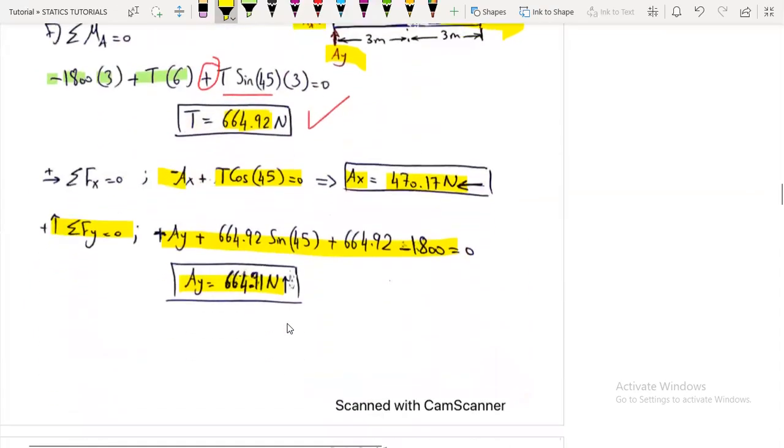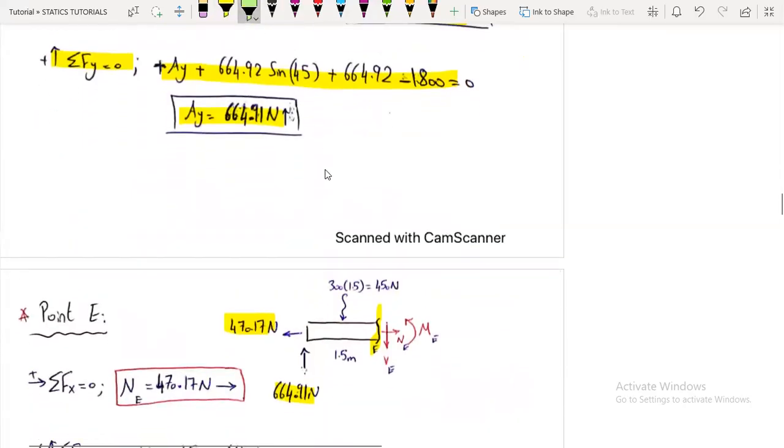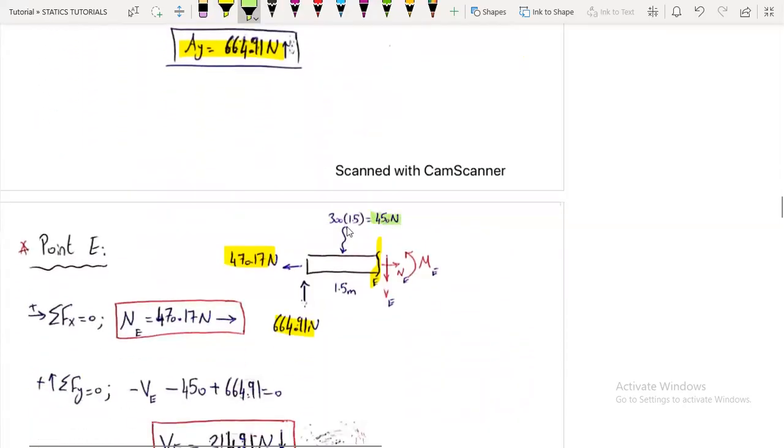So 300 multiplied by 1.5 will give us a value of 450 newtons acting in the middle. So here the distance is 0.75 meters, okay? So taking the summation of forces in the x direction, we have plus NE minus 470.17 equals to 0. So it's obvious that the axial force at point E will have the same magnitude but opposite direction.